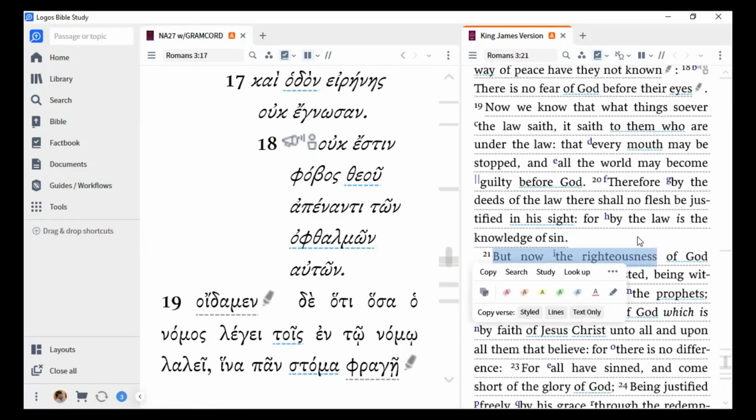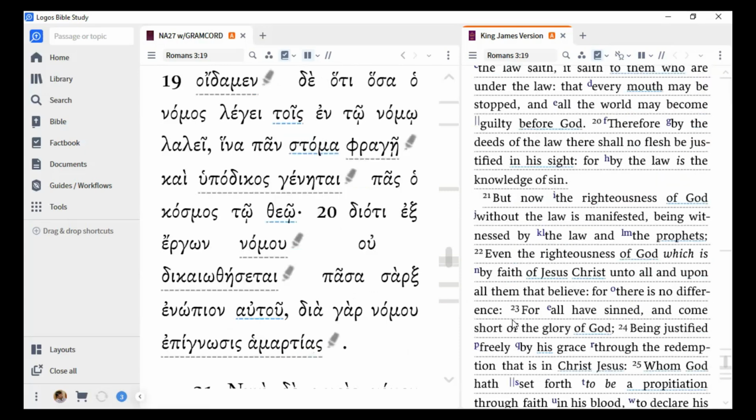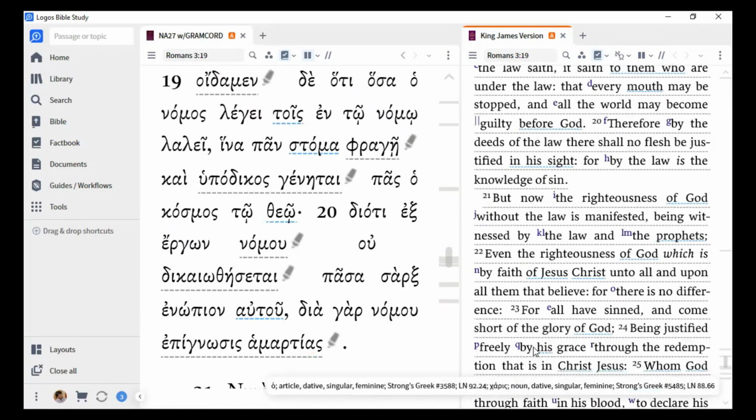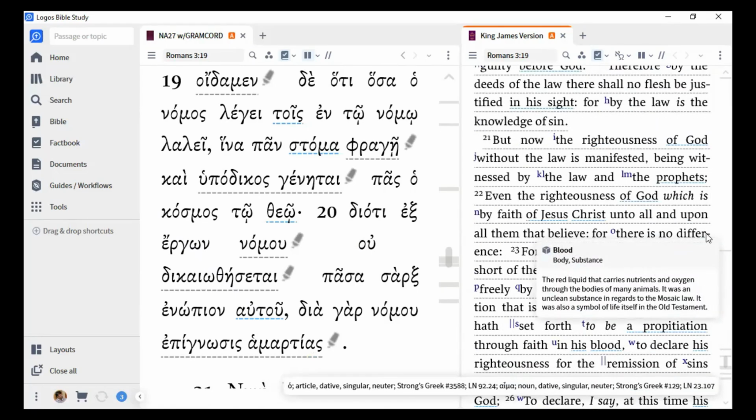But now the righteousness of God without the law is manifested, being witnessed by the law and the prophets, even the righteousness of God, which is by faith of Jesus Christ unto all and upon all them that believe. For there is no difference, for all have sinned and come short of the glory of God, being justified freely by his grace through the redemption that is in Christ Jesus.